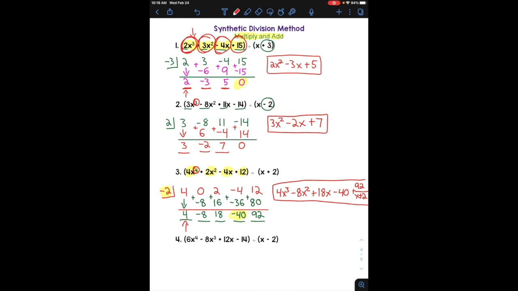Problem number 4 is very similar, such that there is a missing term. What I'm going to ask you guys to do is try problem number 4 yourselves. Make sure that you add the placeholder in for the missing term and proceed with the synthetic division method. Once you get your answer, play the video back to check.